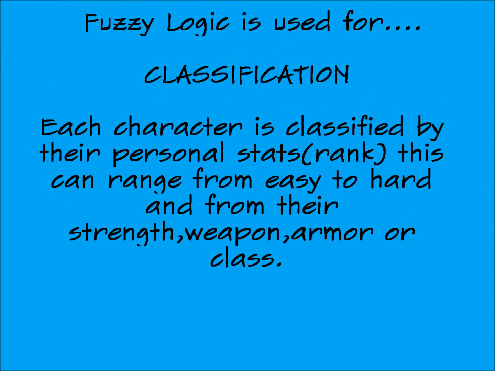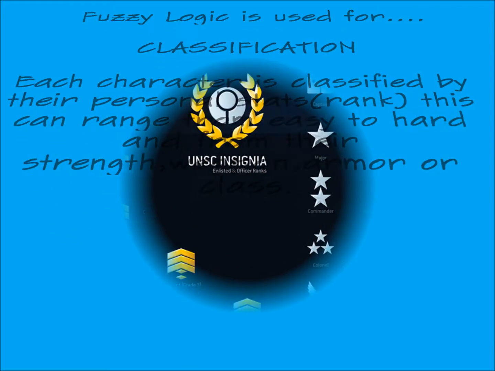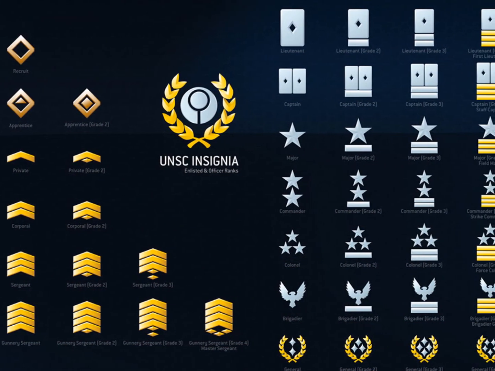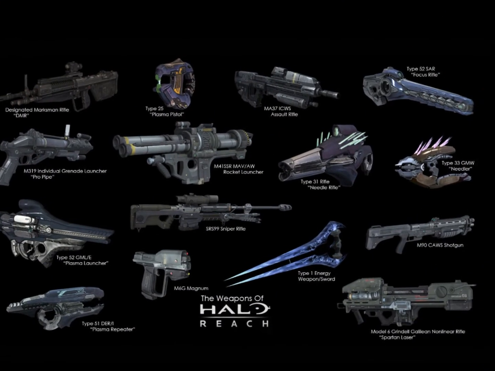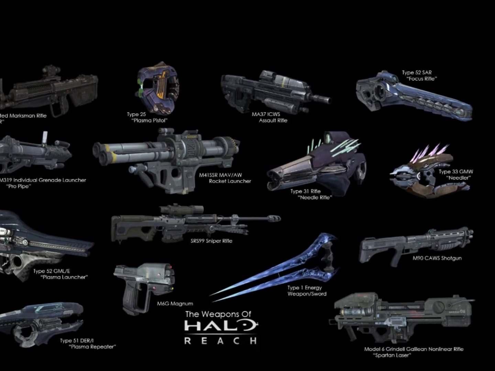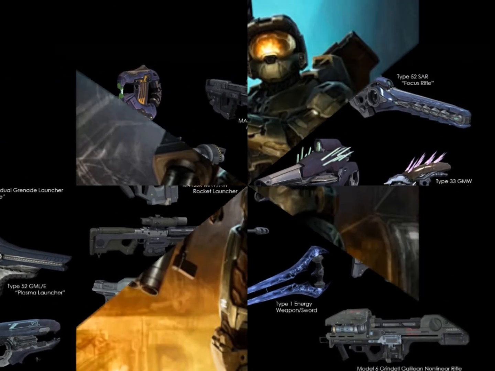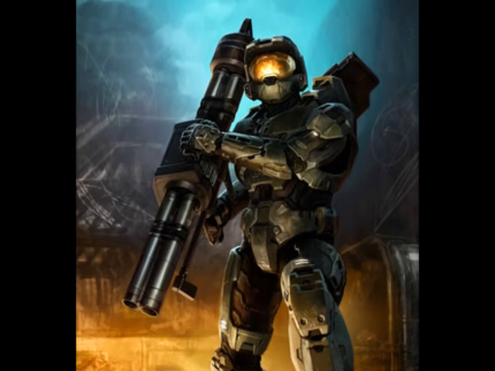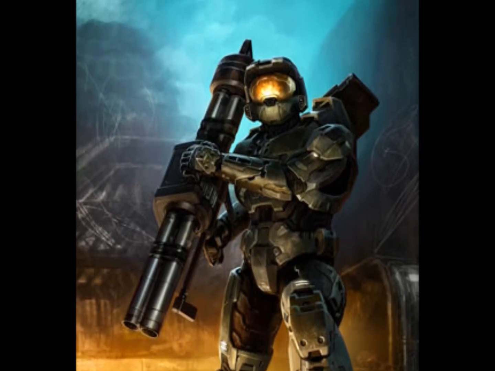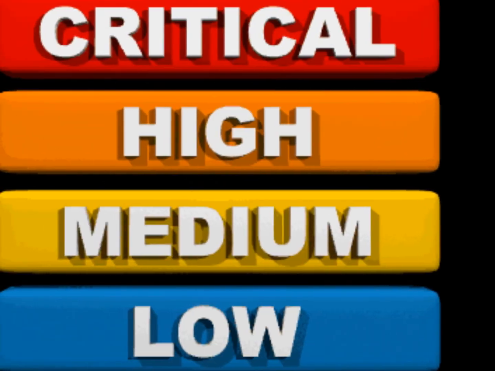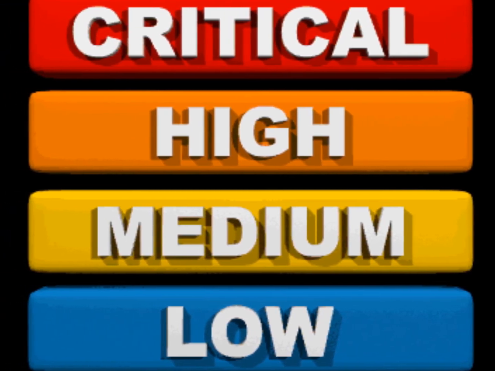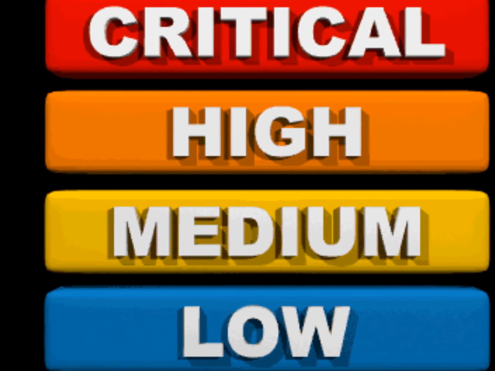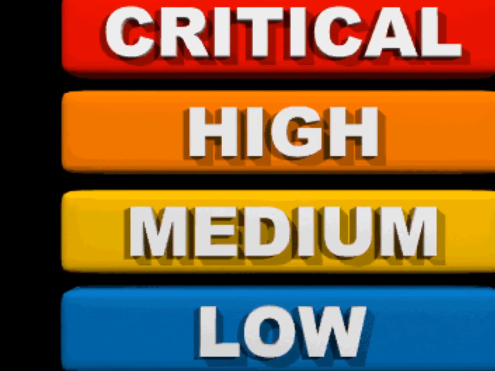Finally, there is classification. Each character is classified by their personal stats and rank. This can range from easy to hard and everything in between. Their stats may depend on factors like strength, weapons, armor, and class. Halo 3 has 4 different species and different classes within each. There are grunts, jackals, elites, and hunters. This brings us back to threat assessment. Each class will have you assess as a different level of threat. Grunts and jackals may consider you a high threat, elites a medium, and hunters a low level of threat. Each one will react differently when they see you because of the threat assessment they have.